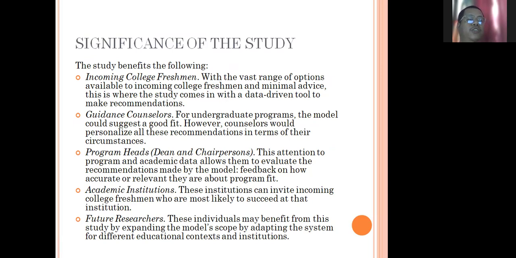The deans and the chairpersons, which we call program heads: this attention to program and academic data allows them to evaluate the recommendations made by the model and give feedback on how accurate or relevant they are about a program fit. Academic institutions can invite incoming college freshmen who are most likely to succeed at that institution. Future researchers may benefit from this study by expanding the model scope by adapting the system for different educational contexts and institutions.